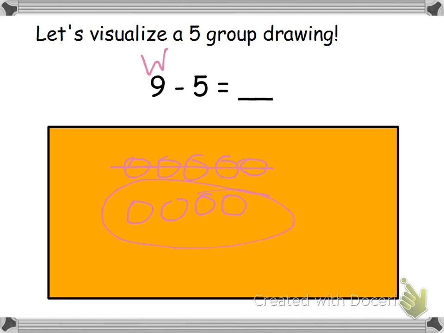So that means our missing part is 1, 2, 3, 4. So 9 minus 5 equals 4.